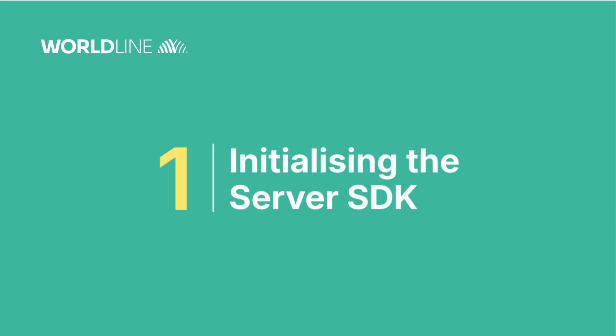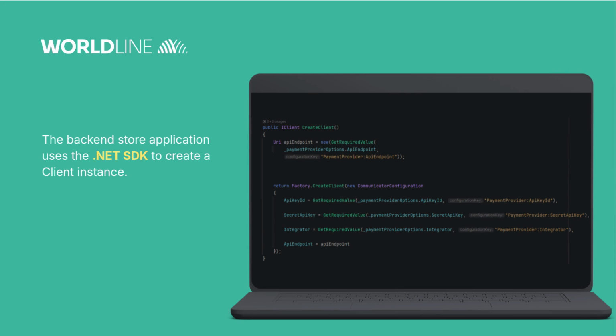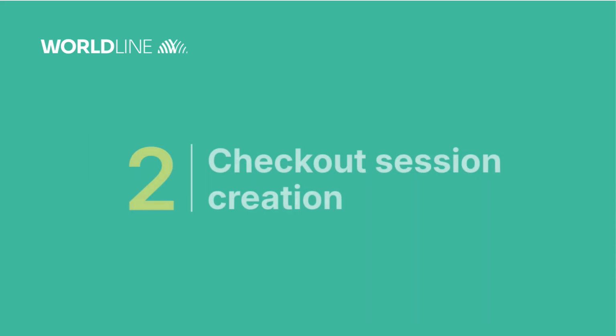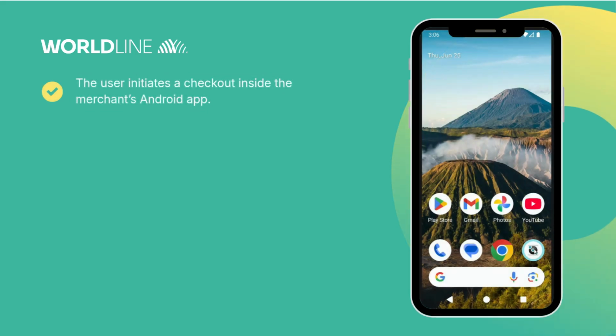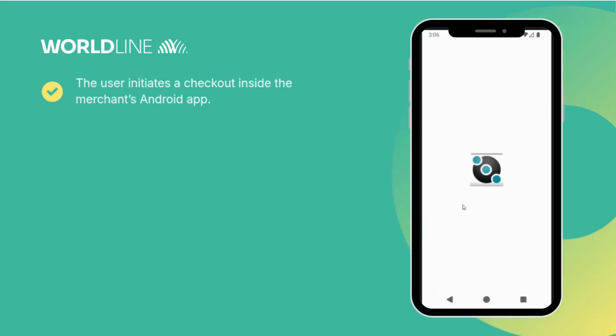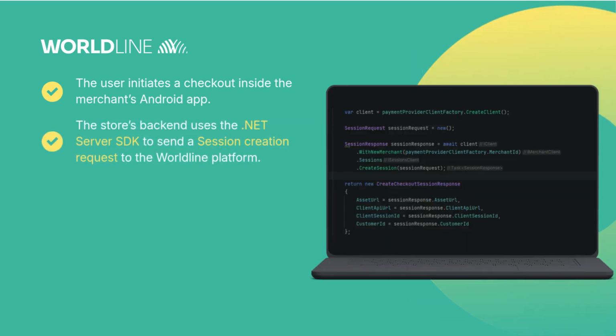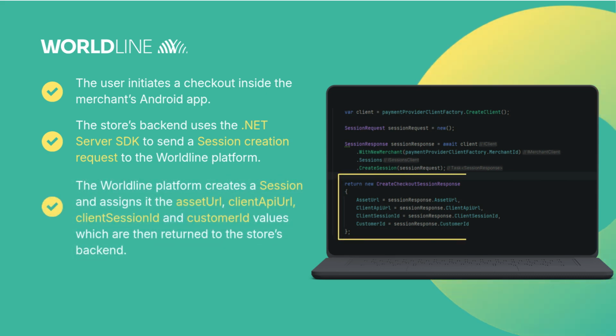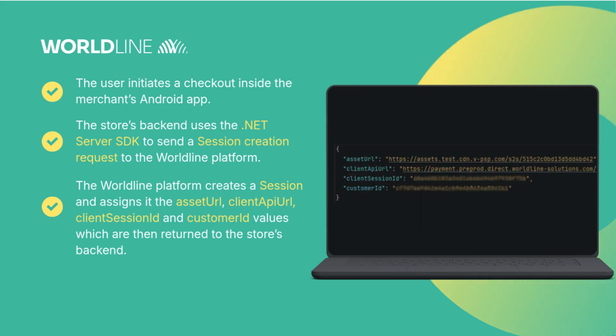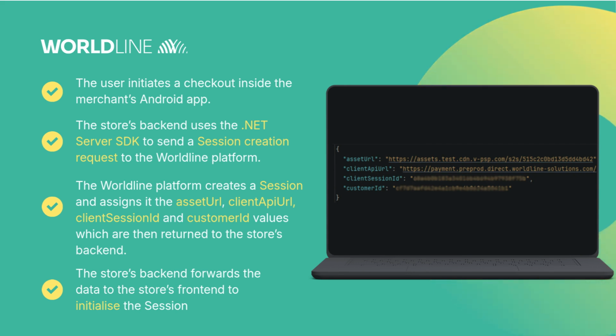Initializing the server SDK. The backend store application uses the .NET SDK to create a client instance. Checkout session creation. The user initiates a checkout inside the merchant's Android app. Then, the store's backend uses the .NET Server SDK to send a session creation request to the Worldline platform. Next, the Worldline platform creates a session and assigns it the asset URL, client API URL, client session ID and customer ID values, which are then returned to the store's backend. Finally, the store's backend forwards the data to the store's frontend to initialize the session.